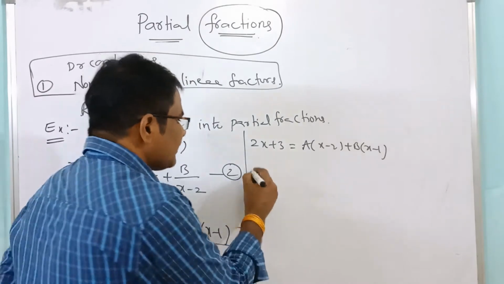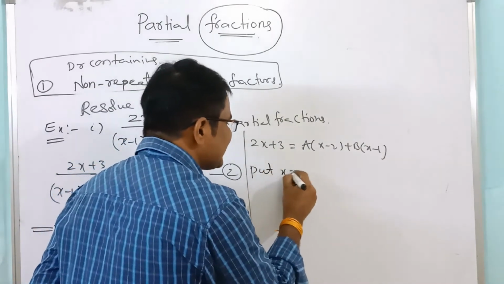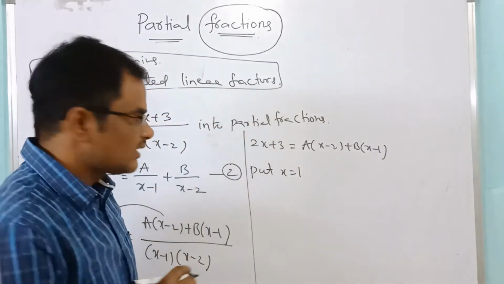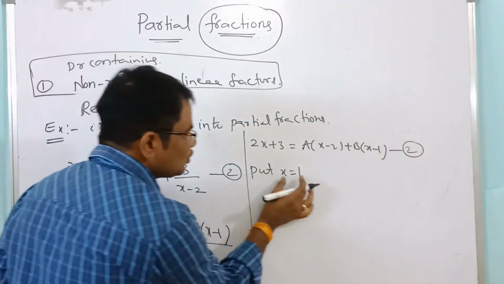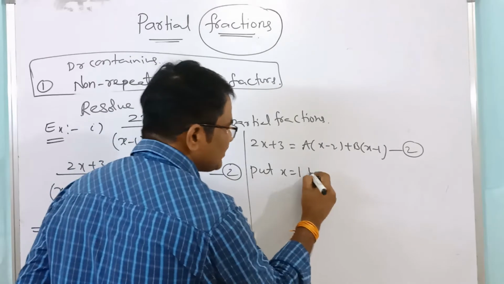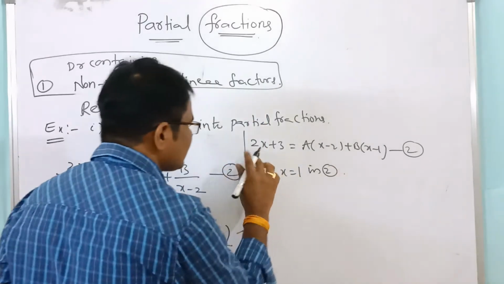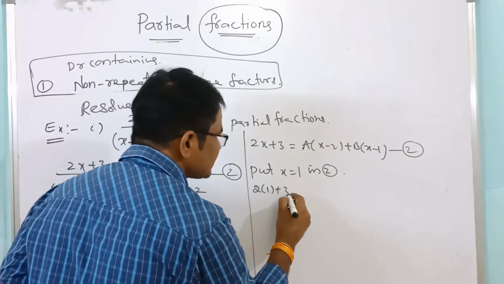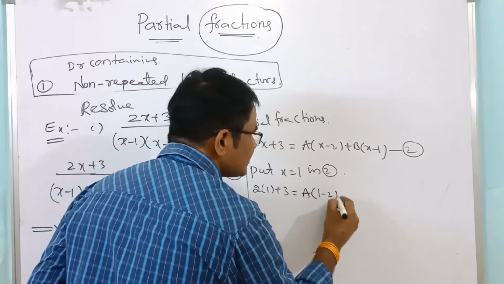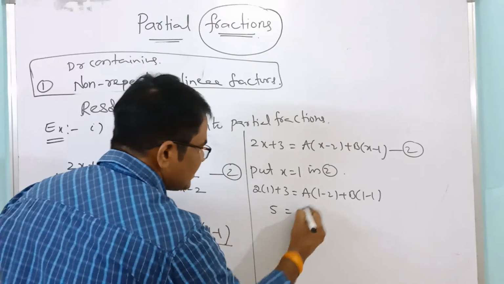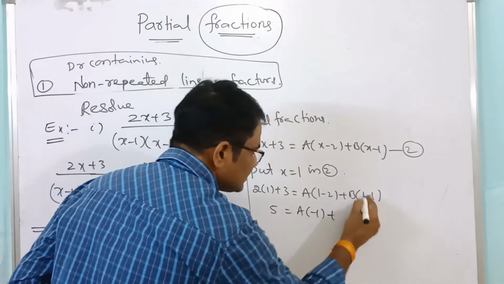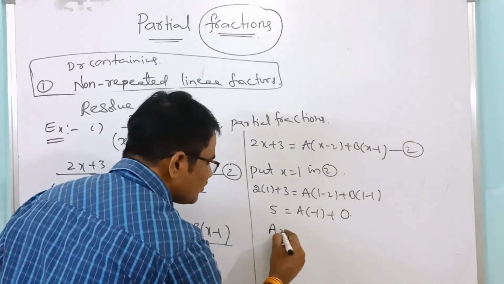For that, first put x equal to 1. Take this as equation number 2. Put x equal to 1. If you substitute x equal to 1 in equation number 2, what will you get? 2 into 1 plus 3 equal to a into 1 minus 2 plus b into 1 minus 1. Now here this has 5 equal to a into minus 1. This becomes 0. Now a equal to minus 5.